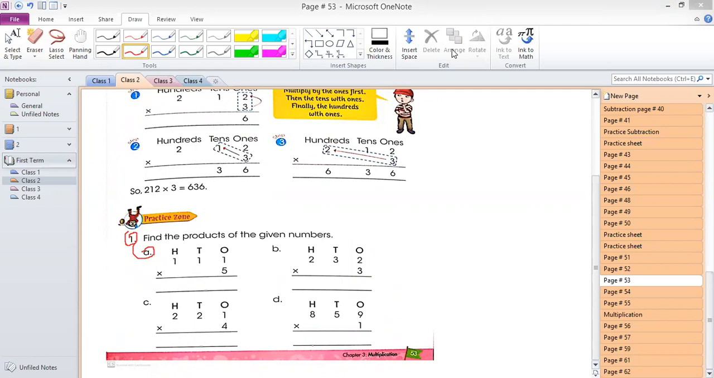Let's take one of the students. Arshman Aziz. 111 multiplied by 5. 555. How do you know this is the answer? 5 under 5. That's very good. Awesome. Thank you.